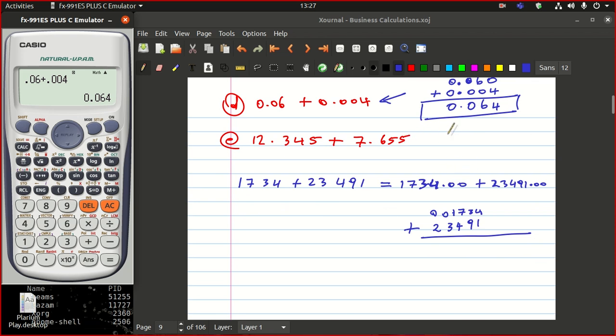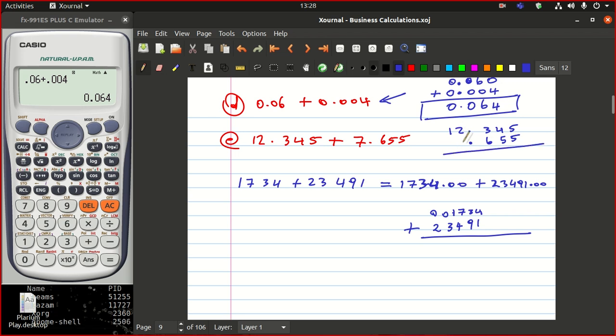And then for this one, of course, you're just going to write 12.345, and then you start with this decimal point here, and then after that you write the numbers that are after a decimal point, which is 655. Before that, you know that you only have a 7 and you don't have anything before 7. So 5 plus 5, we know that it is a 10. We have a plus here because I'm adding.